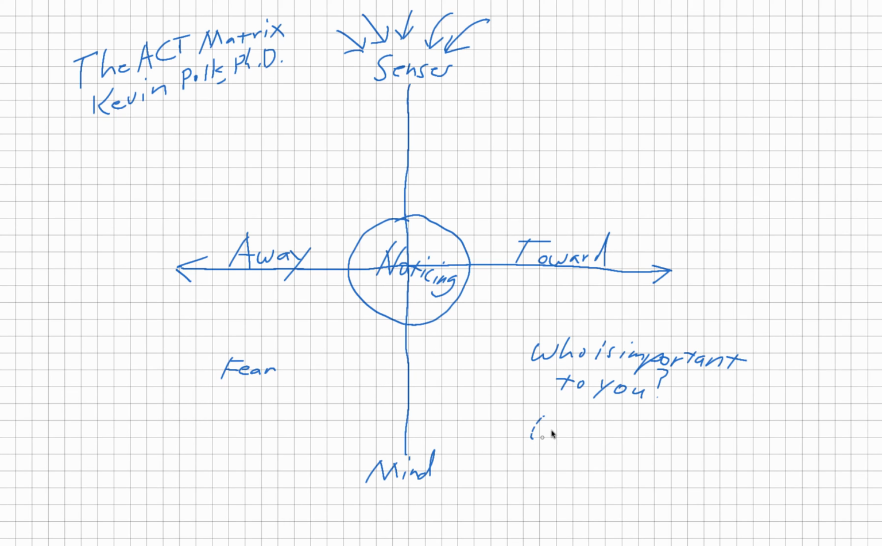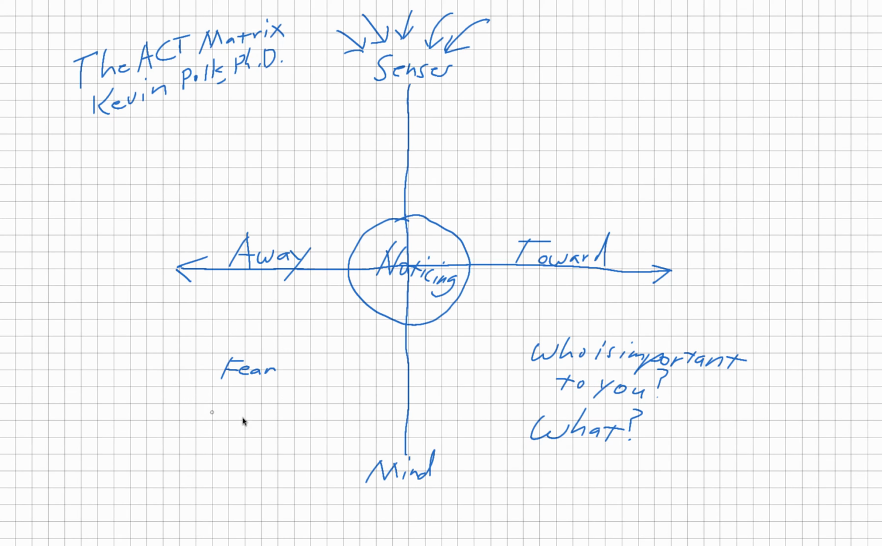Later on, you can talk about what is important to you. But initially, we talk about who is important. And so that fills out that part of somebody's life, and then of their inner life, that is thinking about who is important to them.